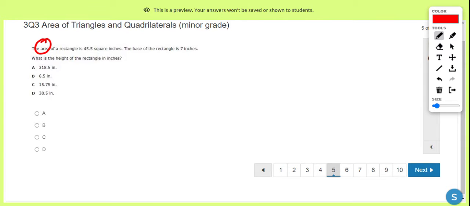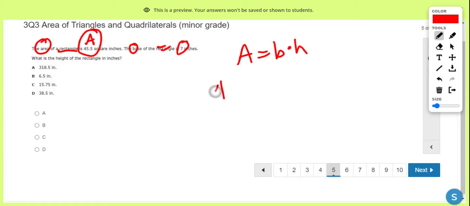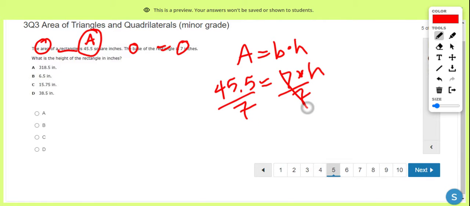So we have area of a rectangle is given. And then the base is 7. So rectangle is base times height. So now we're going to fill in the information. 45.5 is equal to 7 times h. So divide both sides by 7 to reverse the multiplying process.